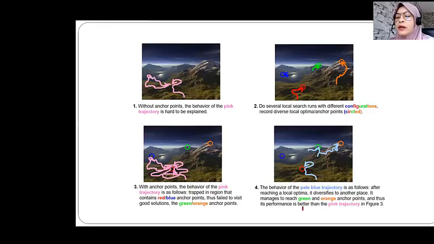The behavior of the pale blue trajectory is as follows. After reaching a local optimum, it diversifies to another place. It managed to reach the green and orange anchor points, and thus its performance is better than the pink trajectory in figure 3.